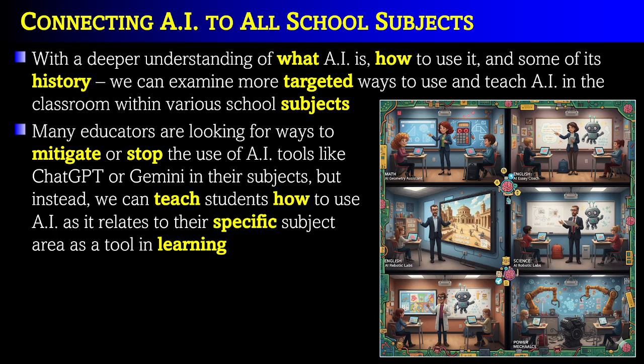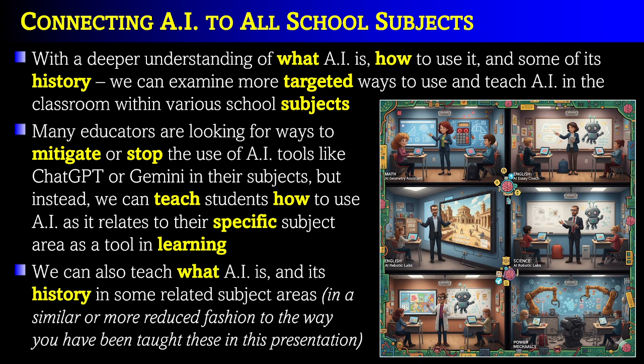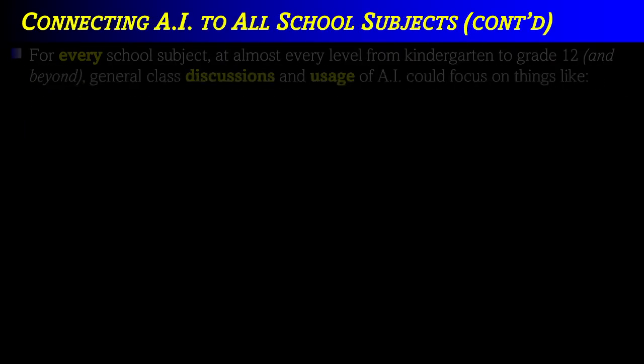But I want to take a different approach. I want to go over how we could teach students how to use AI as it relates to their specific subject area as a tool in their learning. We can also teach what AI is, as I've already mentioned. We can also teach the history of AI and some related subject areas. It certainly can come up, and in a similar or more reduced way to a lot of the ways that you can find in other videos or presentations on my website.